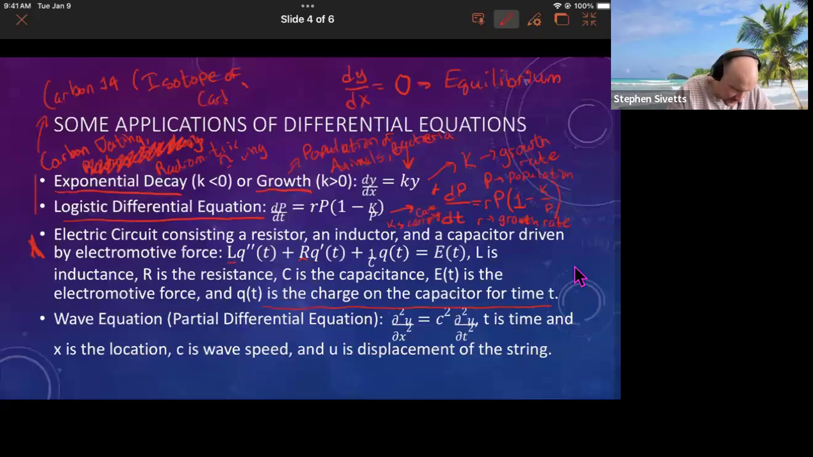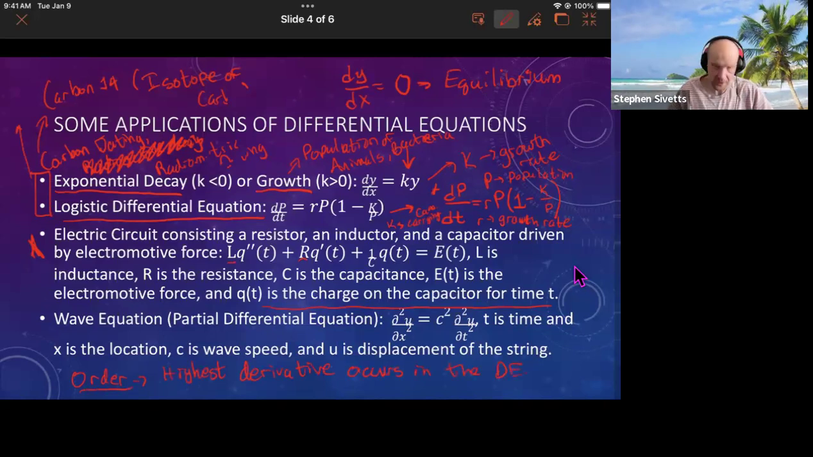So these previous two equations here, they involve a first derivative. So we'll refer to what is called the order. The order is the highest derivative that occurs in the differential equation, right? So in this case, these guys are first order, right?